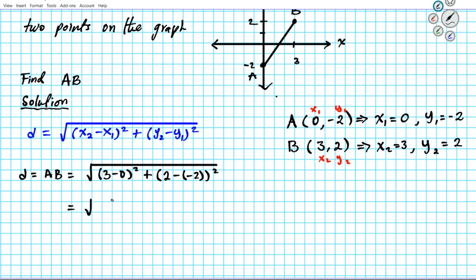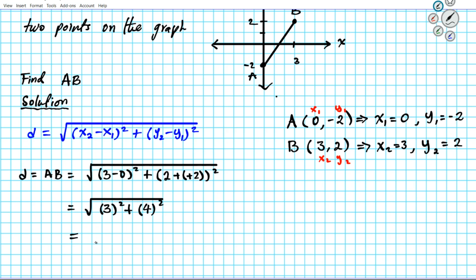So we have the square root of 3 minus 0, which is 3. Remember, we're following the order of operations here to simplify this. So we have 3 squared plus 2 plus 2, because minus times minus becomes a plus. That becomes a 4. All right, so 2 plus 2, that's 4. Square that. We're still simplifying the radicand component.